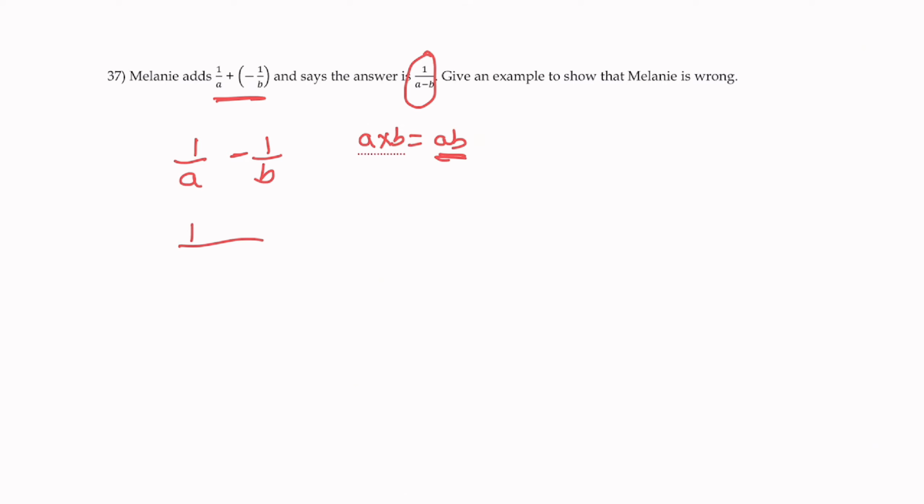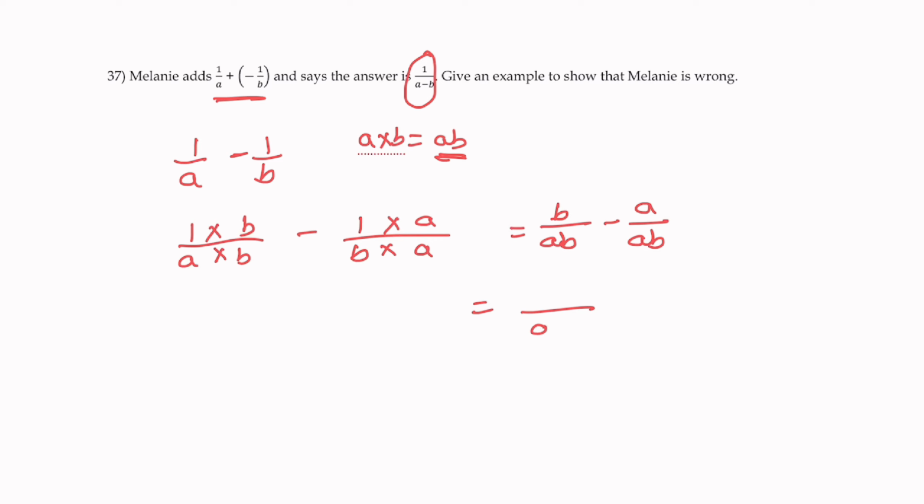So we do 1 over A times B minus 1 over B times A, which is equal to B over AB minus A over AB. So we can actually write one denominator because they both are same. So this is B minus A. That should be the answer and not 1 over A minus B.